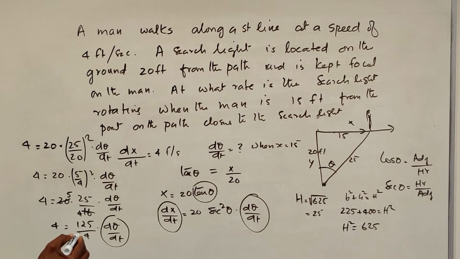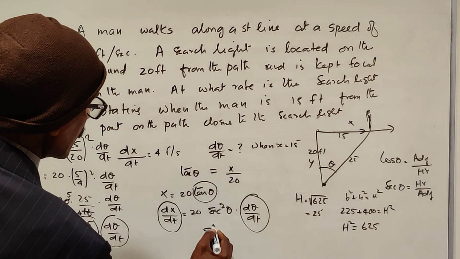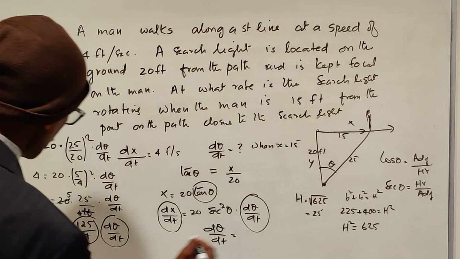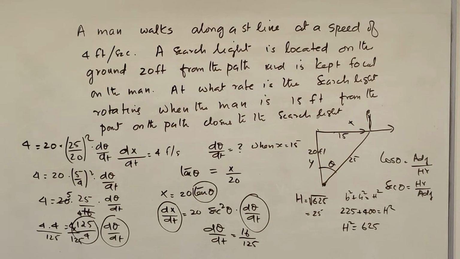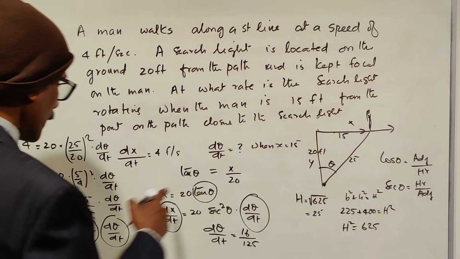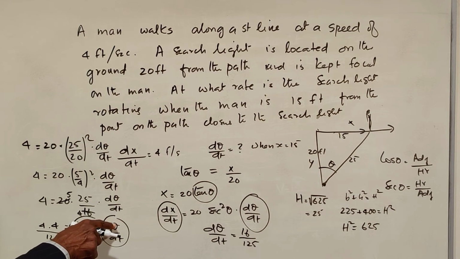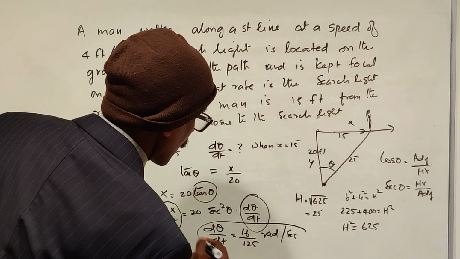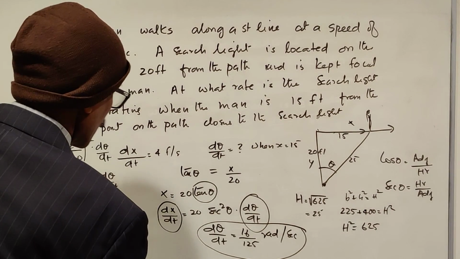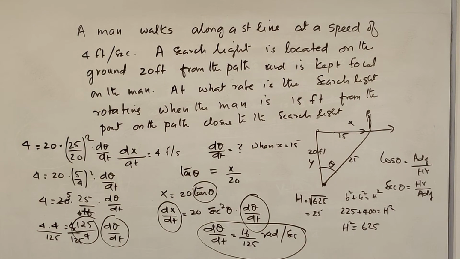When you cancel, you can cancel out 4. So multiplying both sides by 4 by 125, d theta by dt equals 4 times 4, 16 by 125. That is the answer. The unit of angle is radians, so the unit is radian per second. There is no pi here.